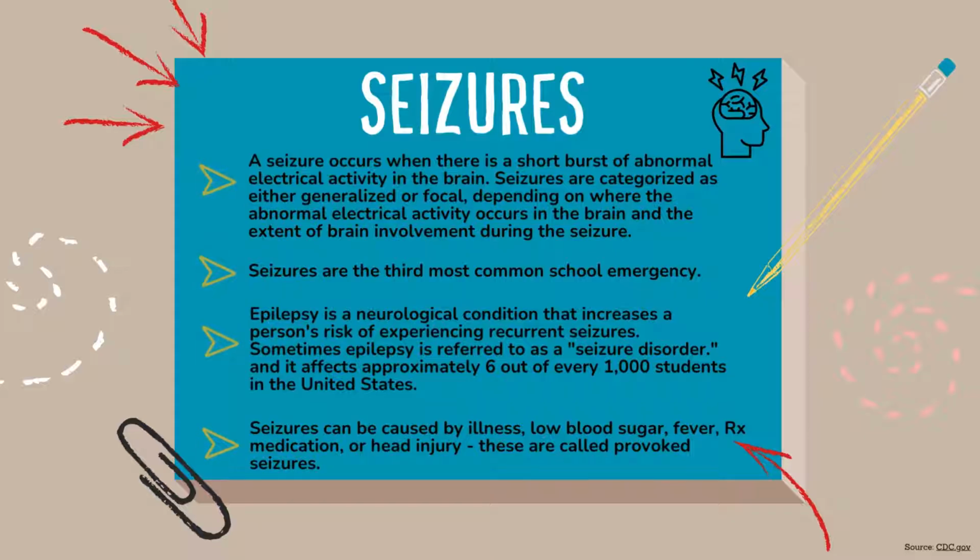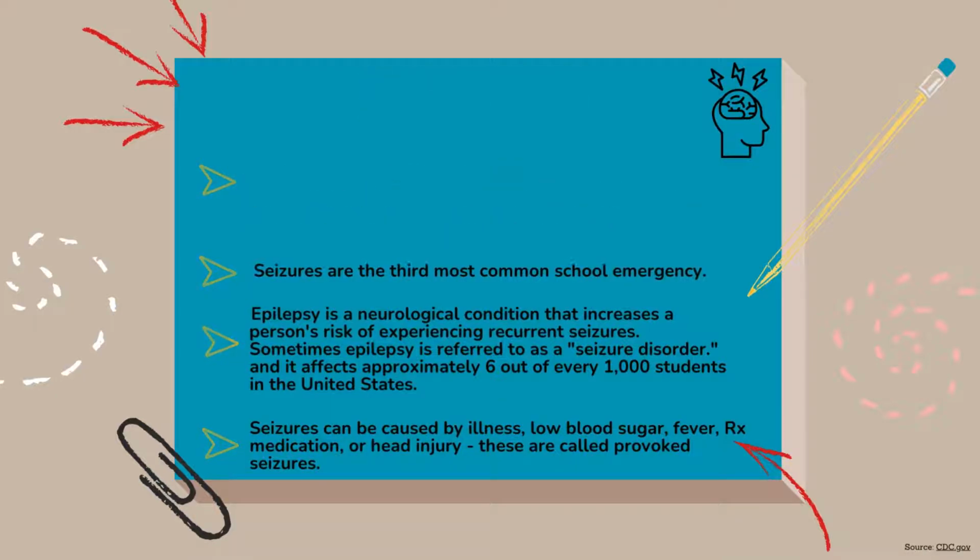Epilepsy is a neurological condition that increases a person's risk of experiencing recurrent seizures. Sometimes epilepsy is referred to as a seizure disorder, and it affects 6 out of every 1,000 students in the United States. But not every individual that has a seizure has epilepsy. Seizures can also be caused by illness, low blood sugar, fever, prescription medication, or head injury. These are called provoked seizures.